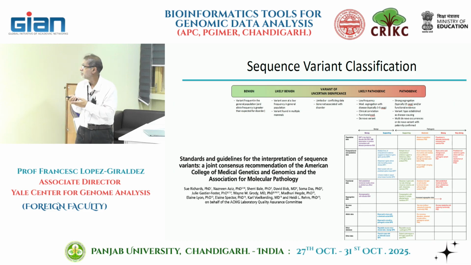Then segregation data, for example, if you have a family where multiple individuals are there and the variant is segregating only in the affected, and the ones which are affected are either carriers or, in the context of autosomal recessive disease, homozygous, then also it's a positive sign that it could be a pathogenic variant.